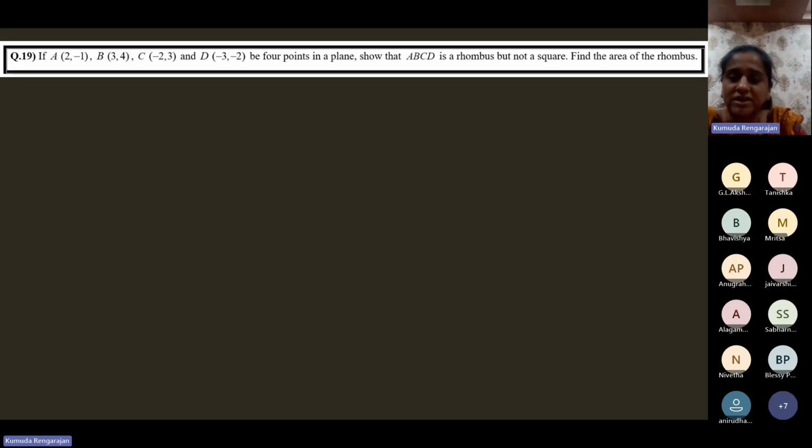So you must also find the diagonals. Diagonals will be unequal. So since all the sides are equal and diagonals are unequal, it's a rhombus and not a square. If it's a square, the diagonals also will be equal. If all sides are equal and diagonals are also equal, then it is a square.